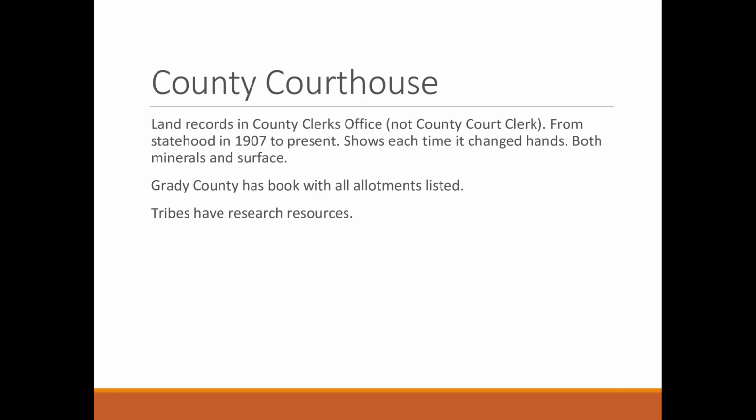If you want to know what happened to the land after it was allotted, then you can check the land records after that at the county courthouse. These are located in the county clerk's office, not the county court clerk. I always have to think about that whenever I'm looking for something. Now, which clerk is that? And they have the land descriptions from statehood in 1907 to the present. And it will show each time it changed hands and who bought it, what they paid for it. So these are both mineral and surface rights.